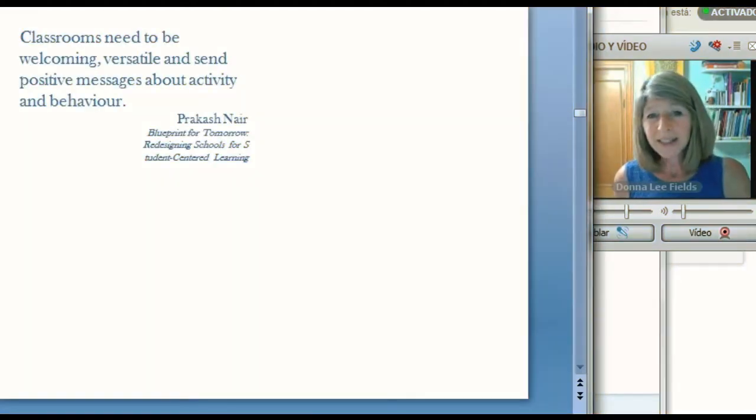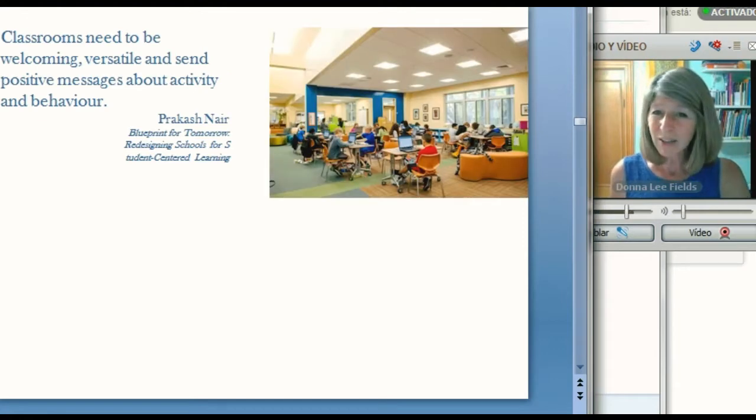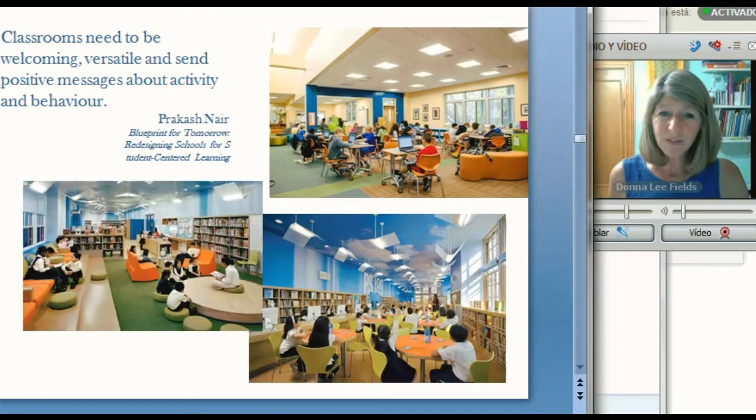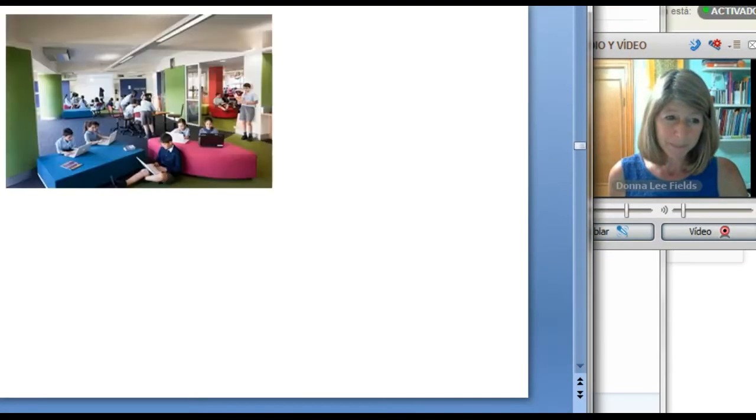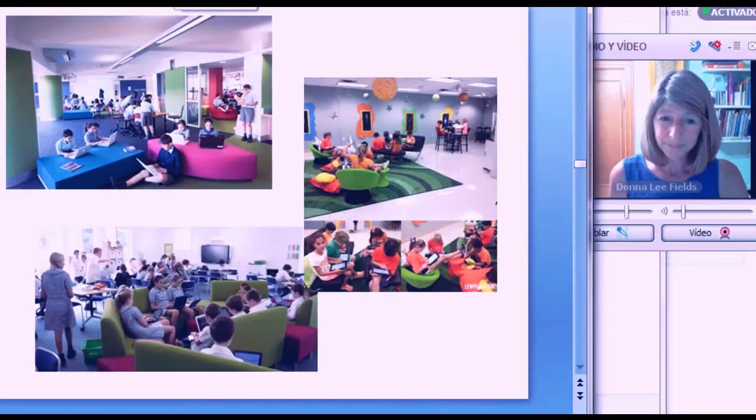There's an incredible architect named Prakash Nair who for many years designed classrooms in the same institutional manner, the rectangular building, the rectangular classes, until he realized that the learning did not have to be in these types of environments. He said classrooms need to be welcoming, versatile, and send positive messages about activity and behavior. And so he started designing classrooms full of color, full of large spaces, where students felt comfortable and felt excited about learning. Here's some more of his rooms. You'll see the students can choose where they want to be, and the spaces are larger, and they're still working.